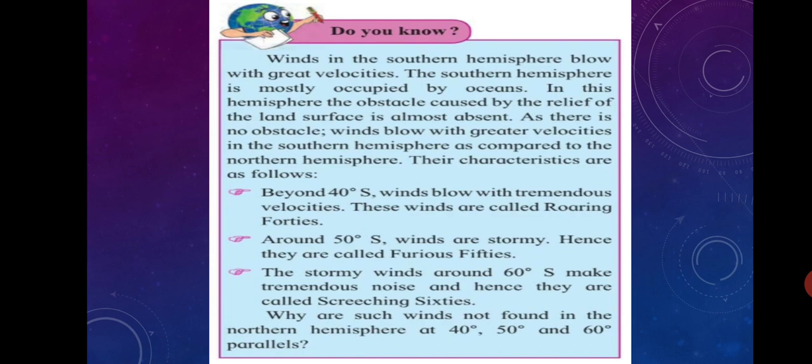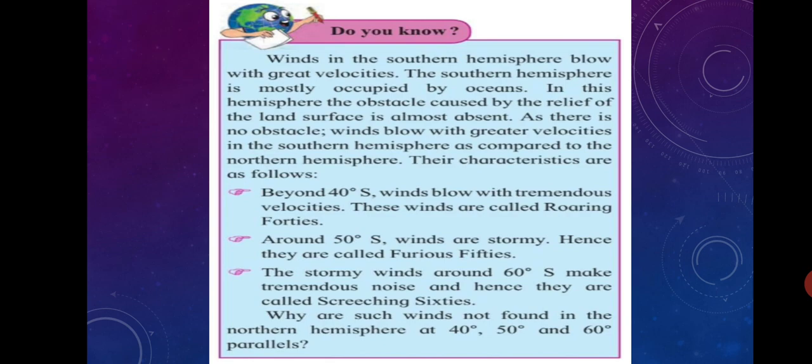So let's see the characteristics in the southern hemisphere. Beyond 40 degrees south, winds blow with tremendous velocities. These winds are called roaring 40s. Around 50 degrees south, winds are stormy. Hence, they are called furious 50s. The stormy winds around 60 degrees south make tremendous noise and hence they are called screeching 60s.